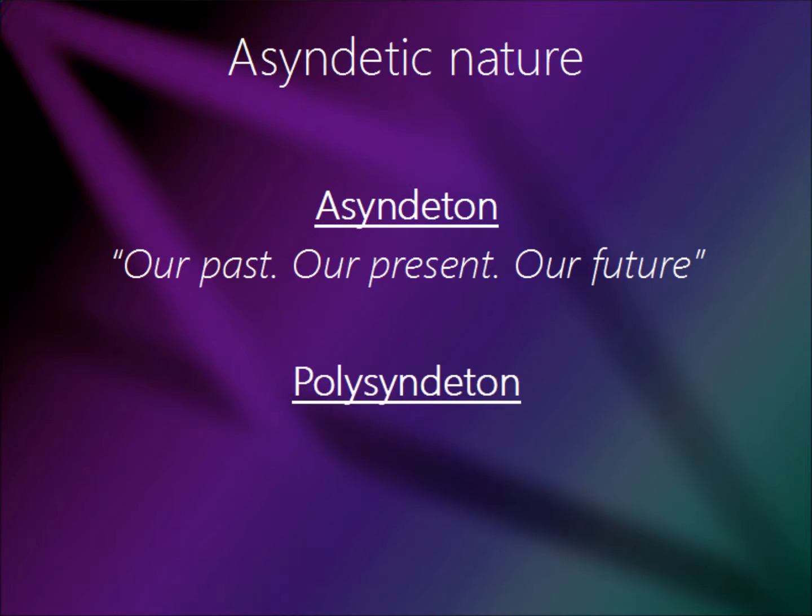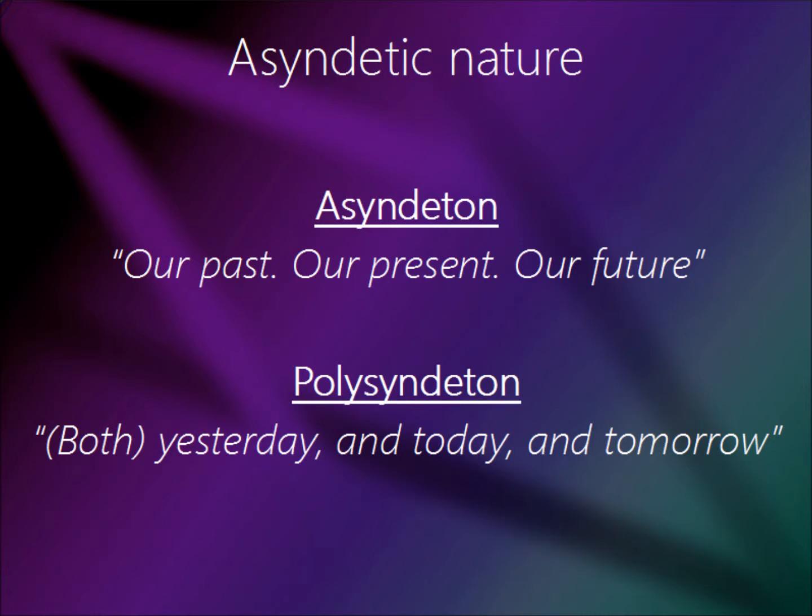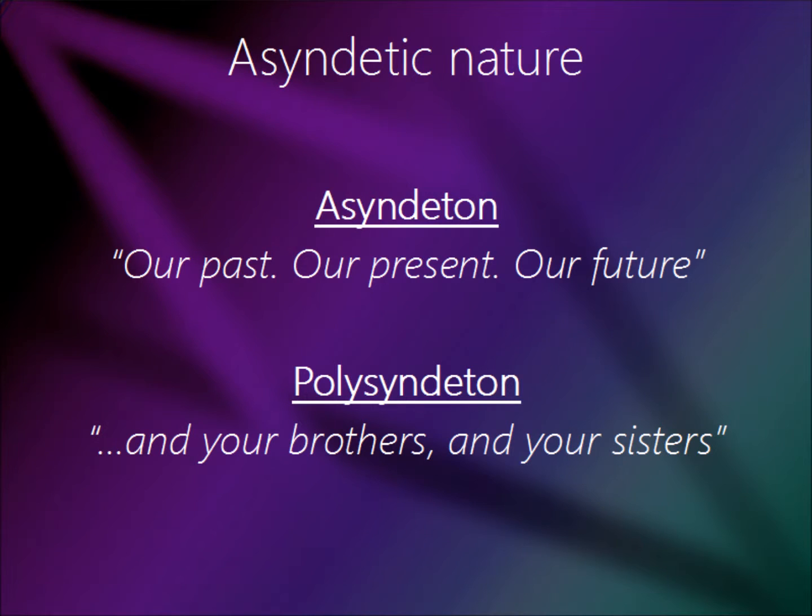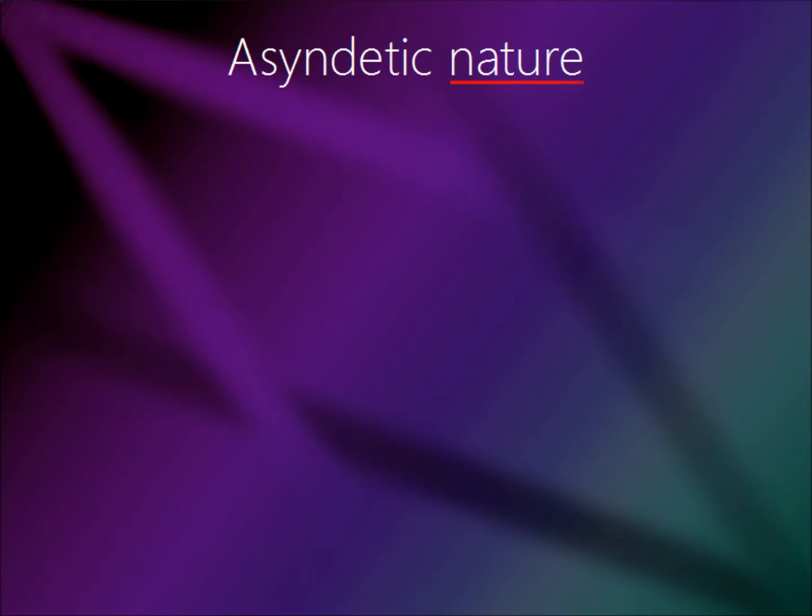The opposite is the polysyndeton, where the conjunction and is used more often than we usually would. For example, both yesterday and today and tomorrow. Or also, and your brothers, and your sisters, and your parents, and your children. But while these mechanisms are figures of speech in the English language, Ælis has an asyndetic nature. This means that the asyndeton is the default setting in Ælis, or simply that Ælis does not have a word for the conjunction and. Let's look at an example.